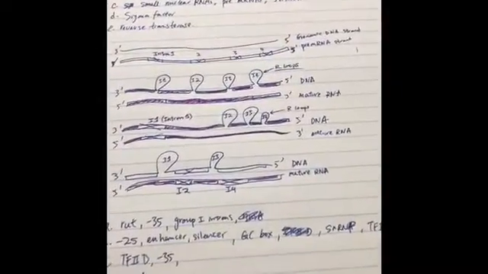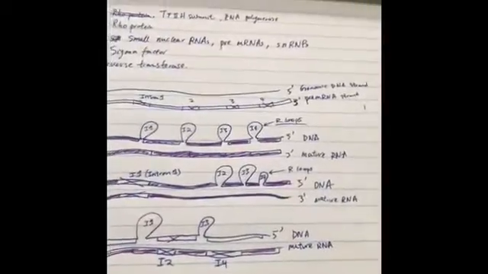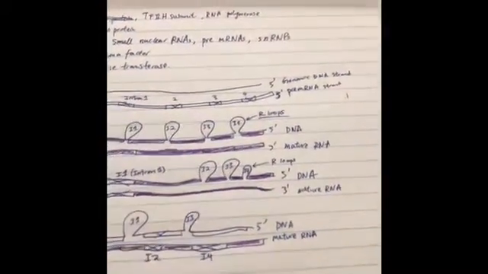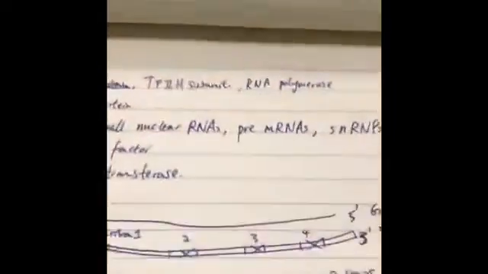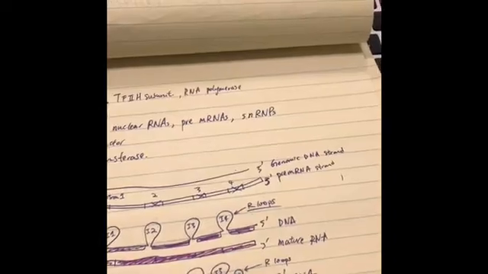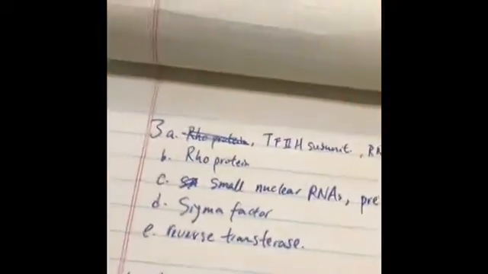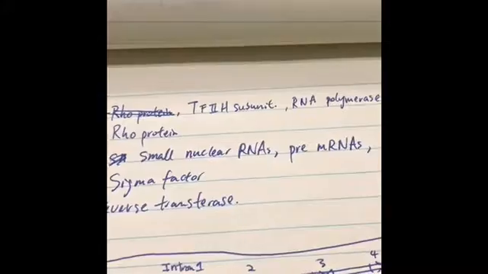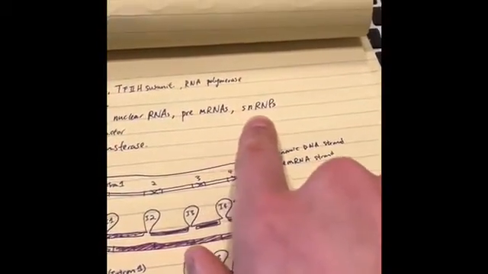This is James, and I'm doing questions 3 and 4 of lesson 10 group problems. So question 3A asks us to indicate 2 proteins in either prokaryotes or eukaryotes that act as helicase to separate 2 DNA strands during transcription, and that will be TFIIH subunit and RNA polymerase. B, indicate 1 protein in prokaryotes that acts as helicase to separate RNA from DNA during transcription, that will be the Rho protein. C, indicate 3 molecules in eukaryotes that function during RNA modification as ribozymes. That would be small nuclear RNAs, pre-mRNAs, and snRNPs.